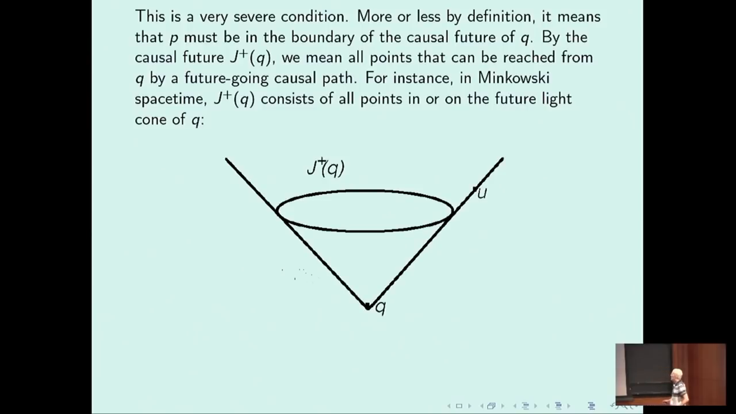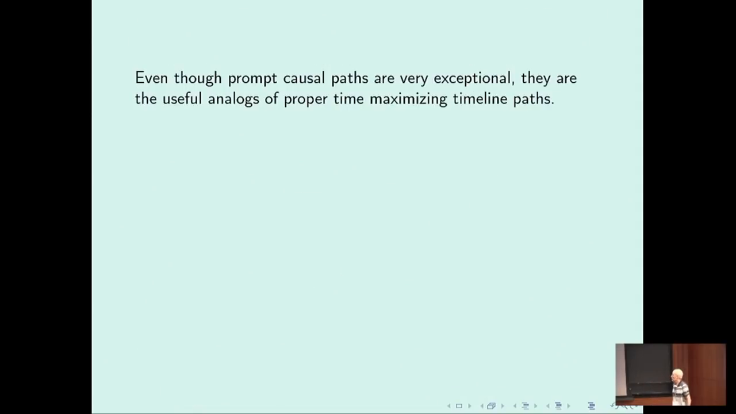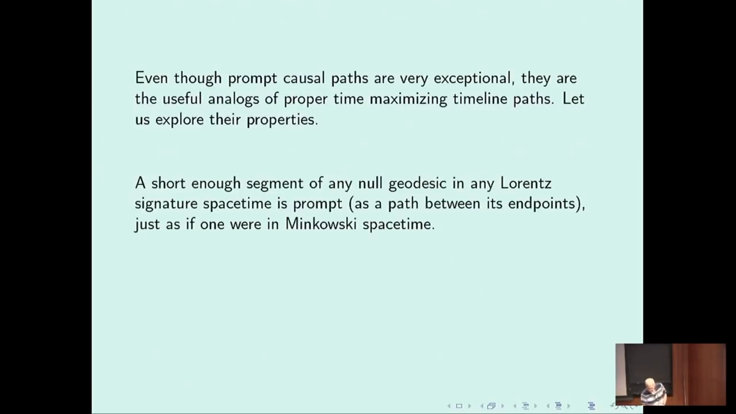As you can see, if you want to get from Q to U, you can barely get there along a null geodesic. You couldn't have gotten anywhere that's strictly in the past of U. So the null geodesic from Q to U is prompt. More generally, in Minkowski spacetime, every null geodesic is prompt, and every point on the boundary of the light cone is connected to Q by a prompt null geodesic. So even though prompt causal paths are very exceptional, they are useful analogs of proper time maximizing time-like paths. So we're going to explore their properties.